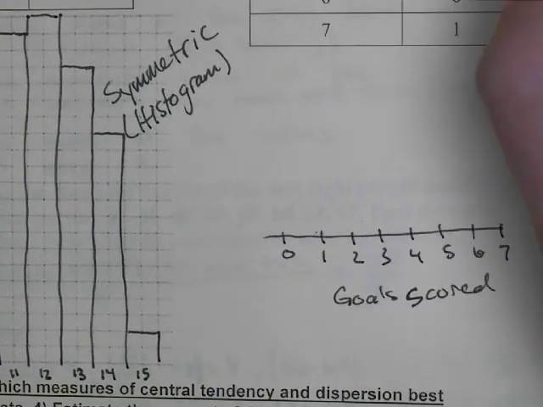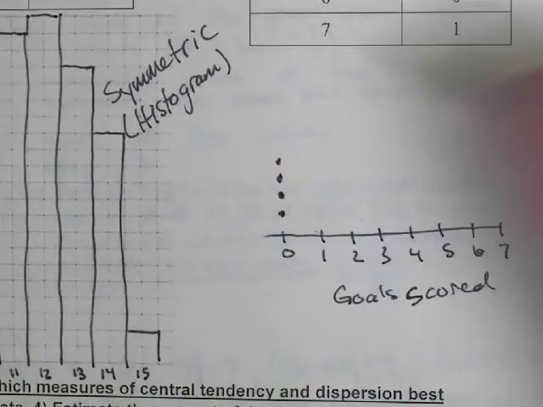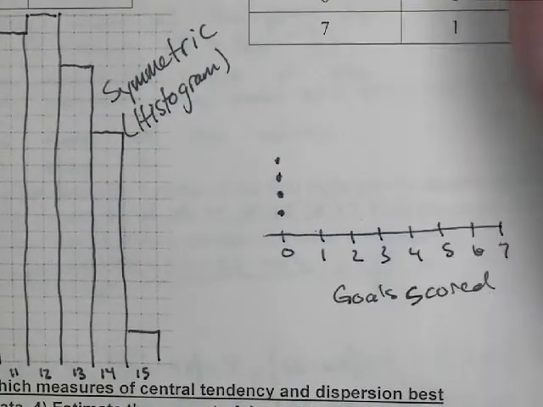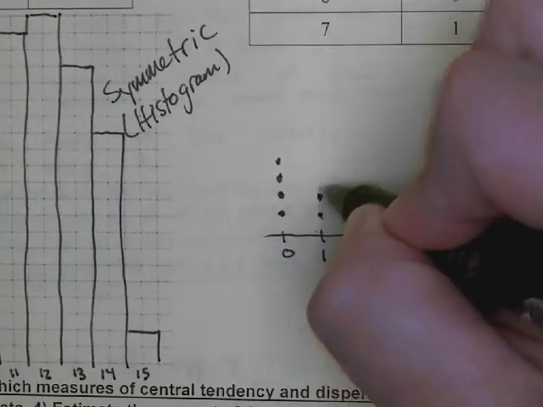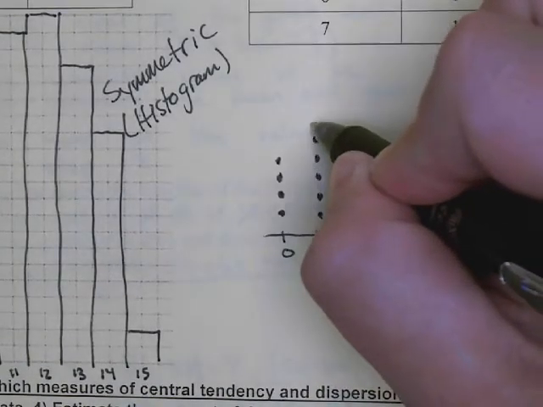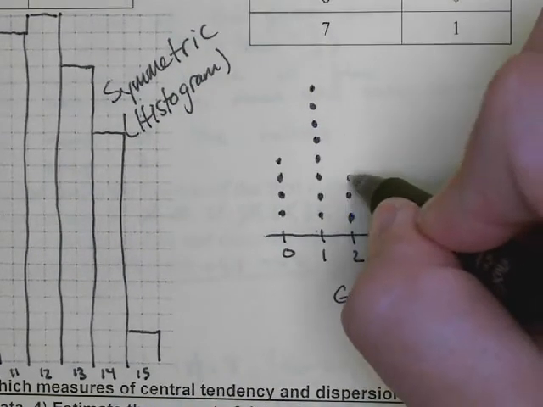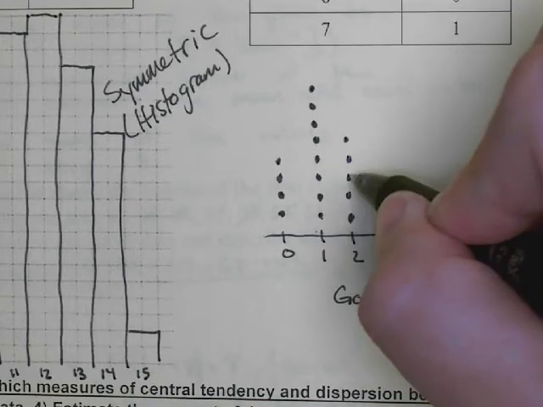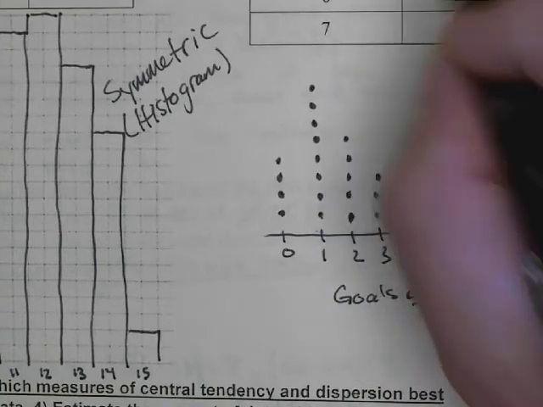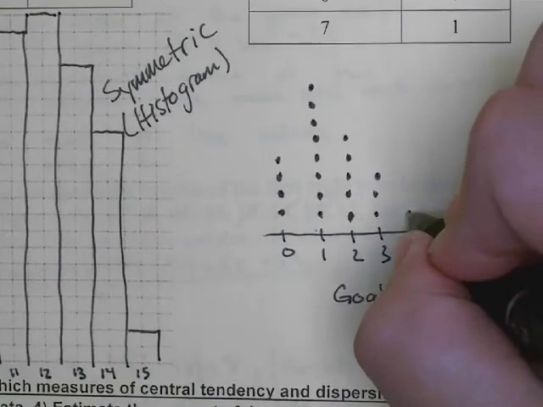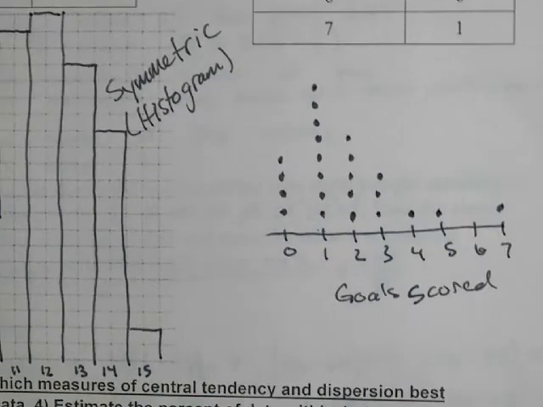So for 0, since there's a frequency of 4, I'd put 4 dots. And so on and so forth. For 1, since there's a frequency of 8, I'd use 8 dots. 2, there's 5. 3, 3 dots. 4, 1 dot. 5, 1 dot. 6, 0 dots. And 7, 1 dot.